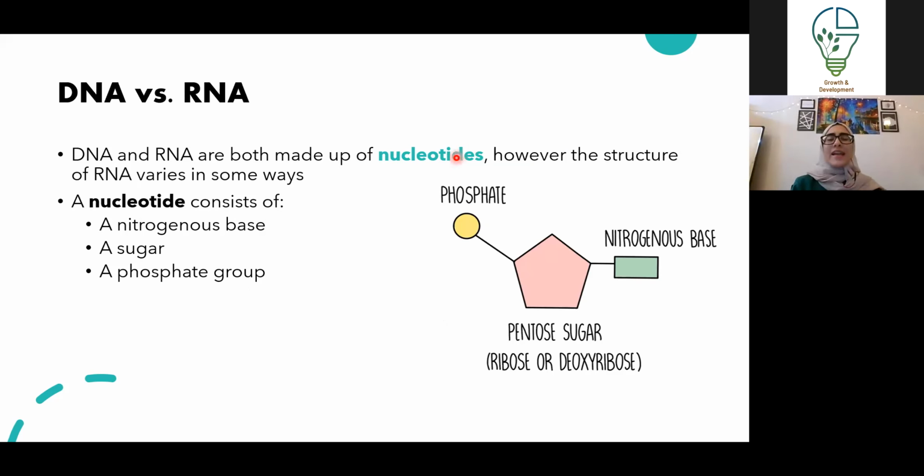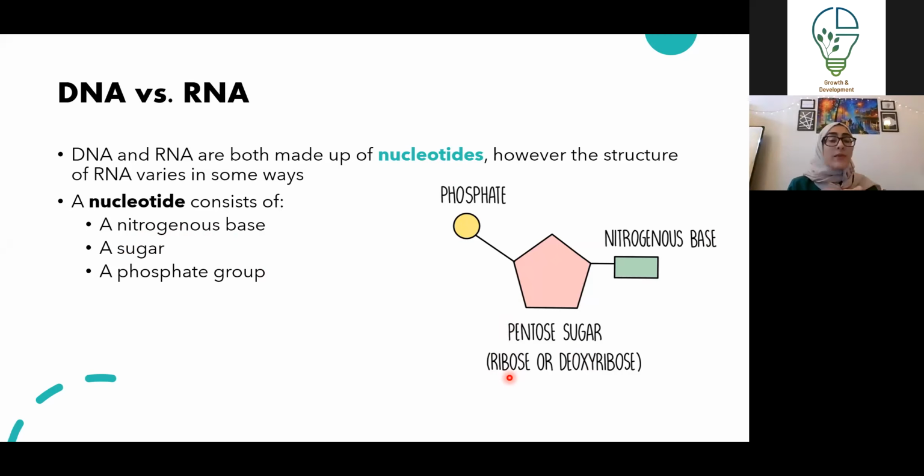So a nucleotide is a structure. It is that little unit that makes up the DNA or the RNA. And that unit itself is made up of three things. You're going to have a nitrogenous base, you're going to have a sugar, and then you have a phosphate group. And this is what that looks like. So this is your pentose sugar.